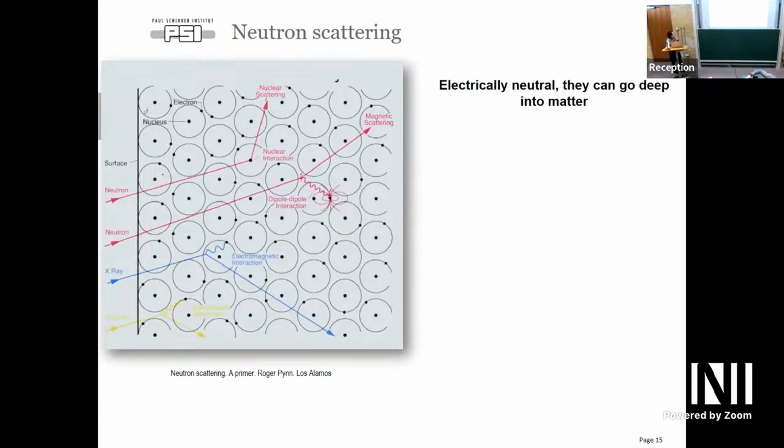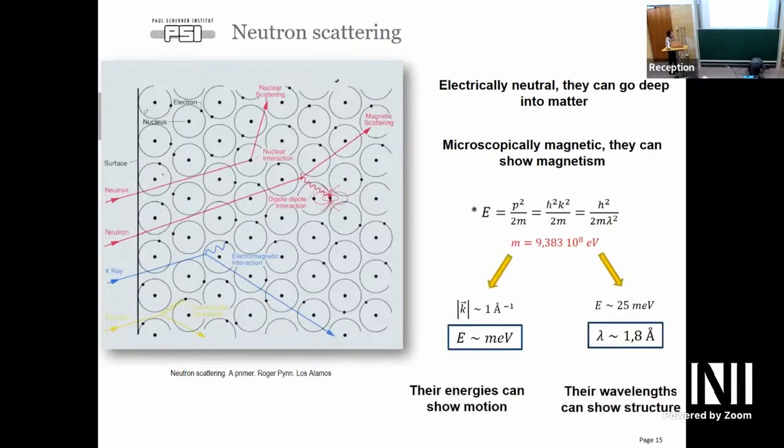You can see how neutrons interact with matter in red, X-rays in blue, and, I don't know if you can see it, but there are electrons here in yellow. So clearly the interaction with matter is completely different for the different probes. And for neutrons, we also have the magnetic properties, a spin, so they are sensitive to magnetic fields, and we can also analyze magnetism with neutrons. But in particular, neutrons have mass, and that's really important.